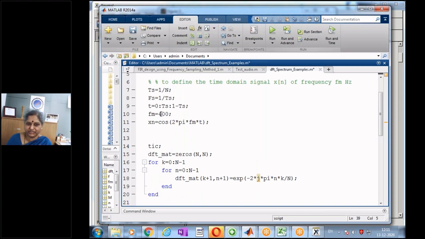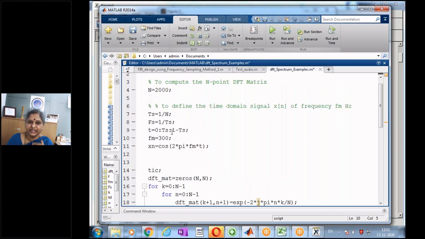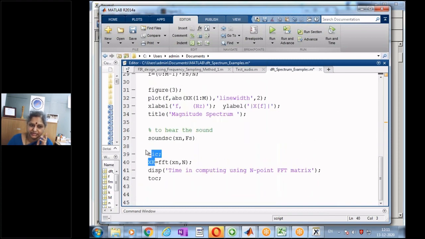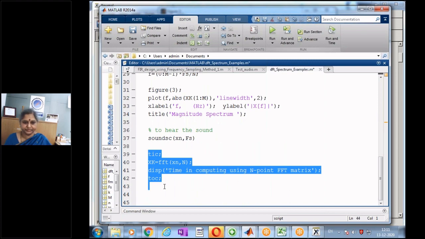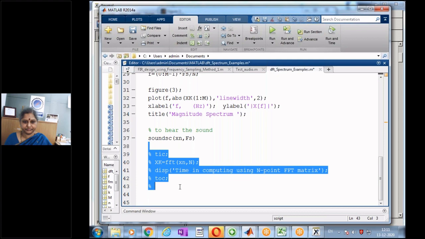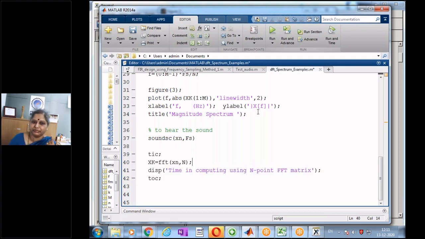Let's take one more example. Let me change the frequency now to, say, 300. My signal is going to be of frequency 300 hertz, and let me take my n as even larger, let us say 4000. Let me mask these lines because I will do it later on, or of course I can always retain it. And let's run the program.